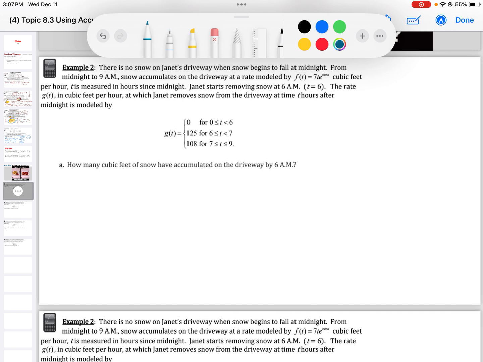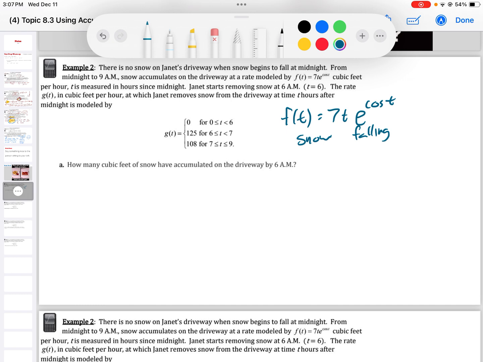All right, so this example, it says there's no snow on Janet's driveway when snow begins to fall at midnight. From midnight to 9 a.m., snow builds up or accumulates on the driveway at a rate modeled by f of t equals 7 times t times e to the power cosine t in cubic feet per hour. So this is snow falling. Okay, I'm going to label some stuff. I got to try to get a picture and understand what's going on. So as you're doing these problems, trying to visualize and just figure out what's happening, I think helps a lot, and it just takes practice.